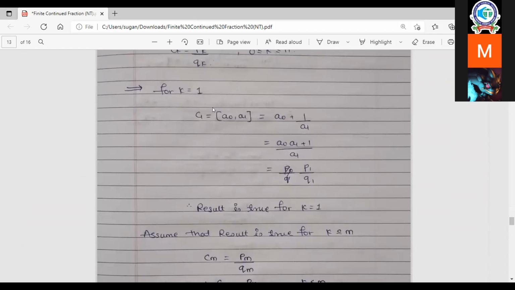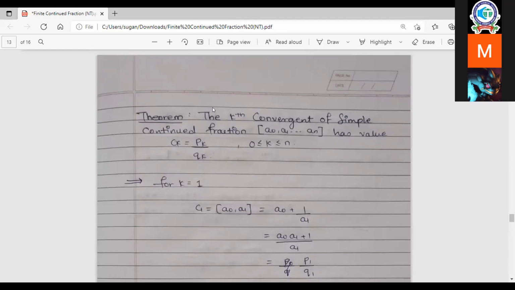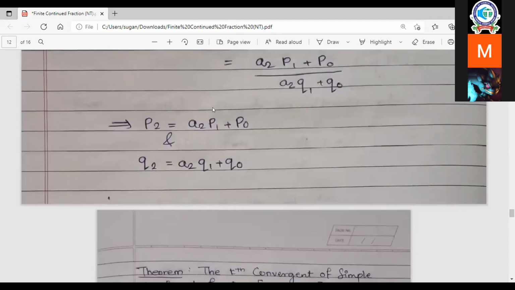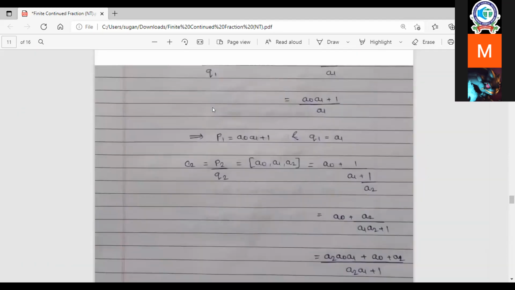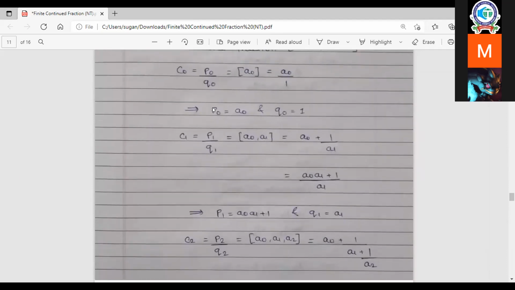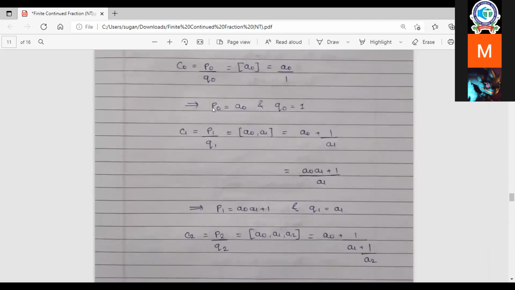Till now that particular thing you explained very nicely, but suddenly your theorem is not clear. Okay, go back a little. So you are explaining that C0 equal to P0 by Q0, P0 is equal to A0 and Q0 equal to 1. And are you assuming A0 is also positive? No, sir. It may be positive, it may be negative. I have already told that.